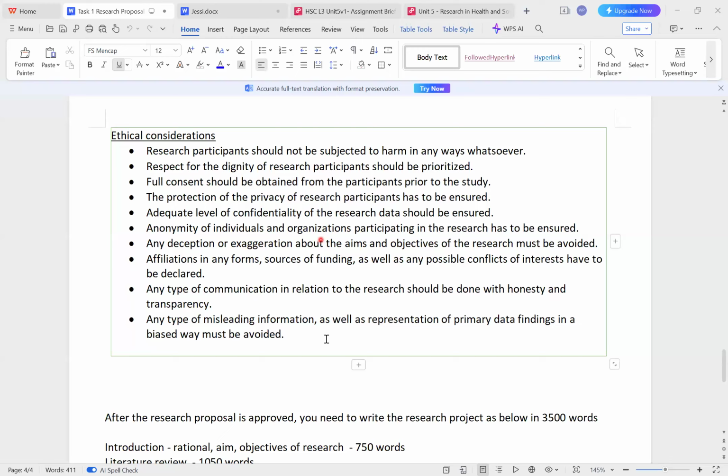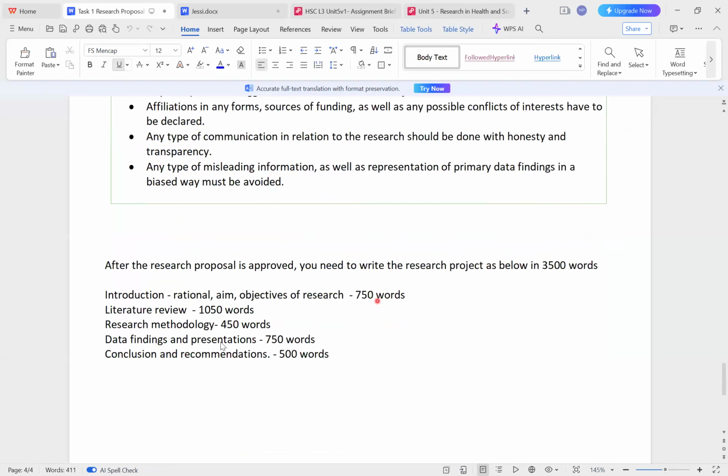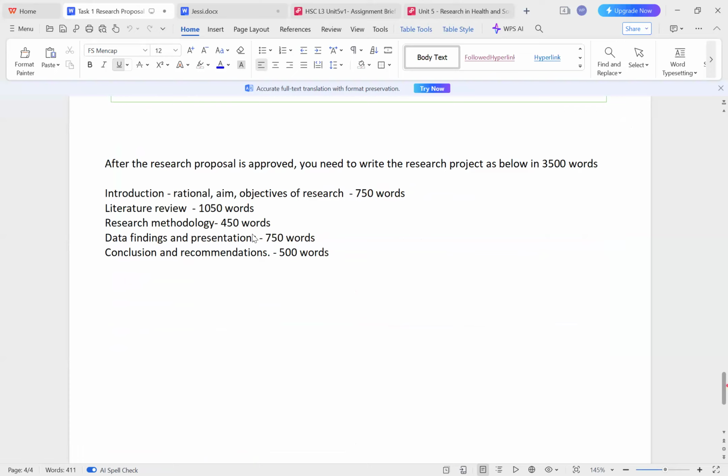So after your research proposal is approved, you need to write the research project. So here, basically, this is one thing that you have to do. This is your task number 3. Okay. And once you've made that proposal and it's been approved, you then need to write down a research project.